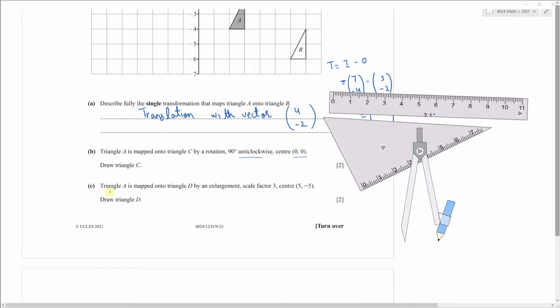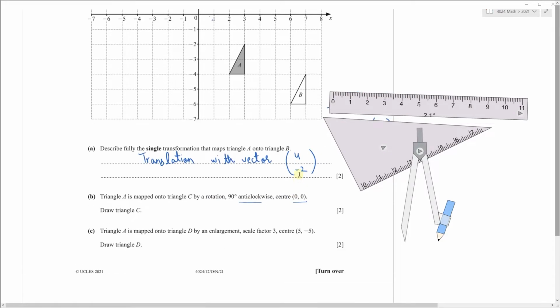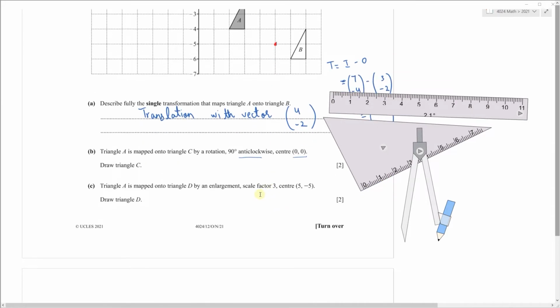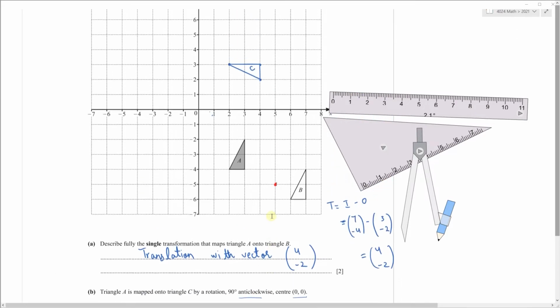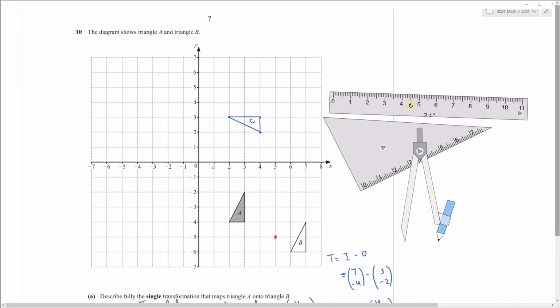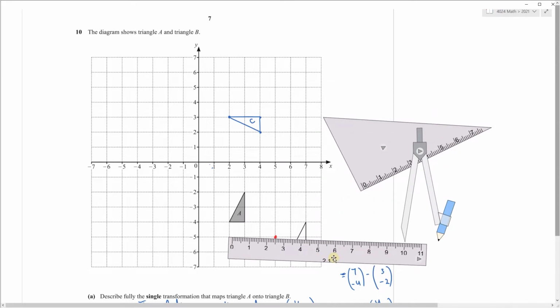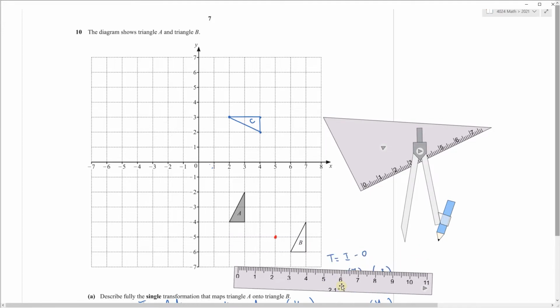The next part is triangle A is mapped onto triangle D by an enlargement of scale factor 3 and center 5 and minus 5. So if we go back up, center of enlargement is 5 and minus 5, and you're enlarging triangle A. Scale factor is 3. So to enlarge, you will again, let me join the points with the center of enlargement. So all the three vertices, join like this.